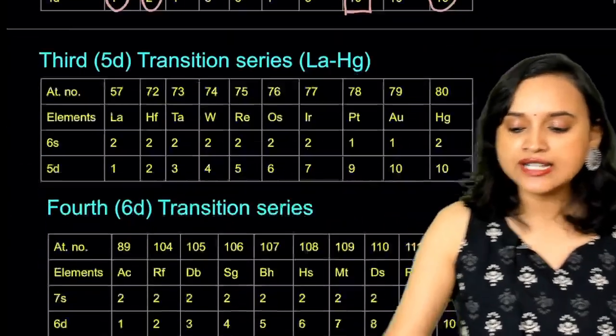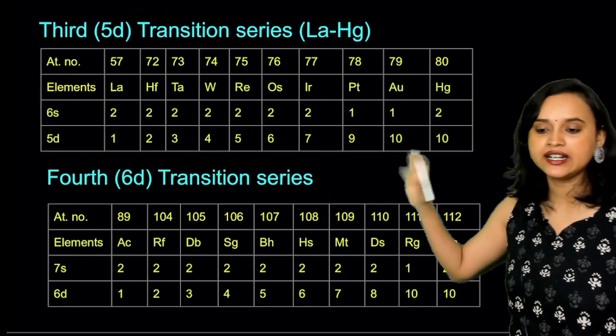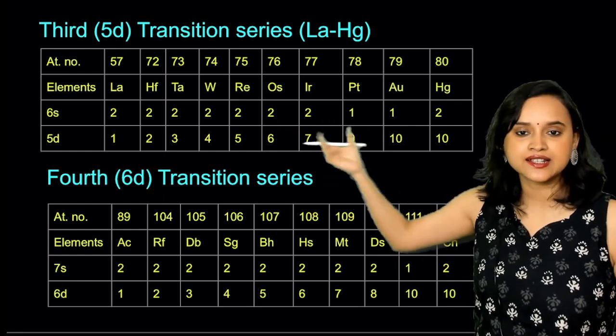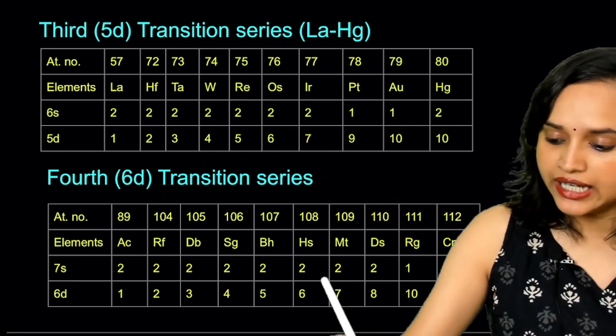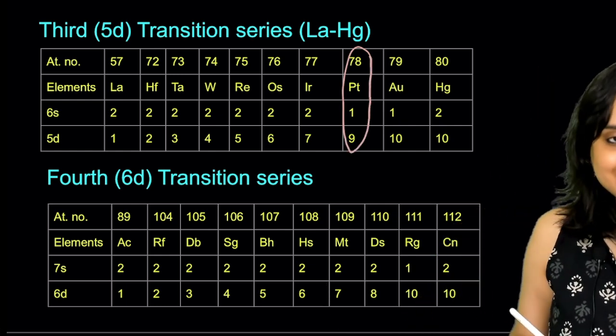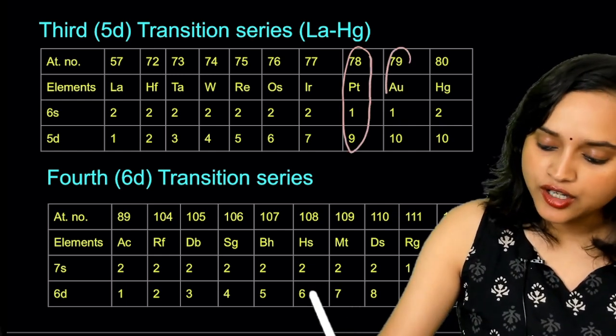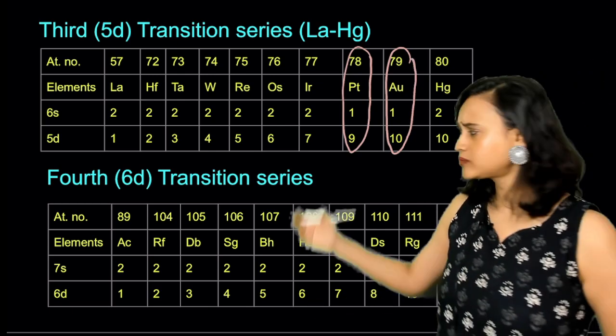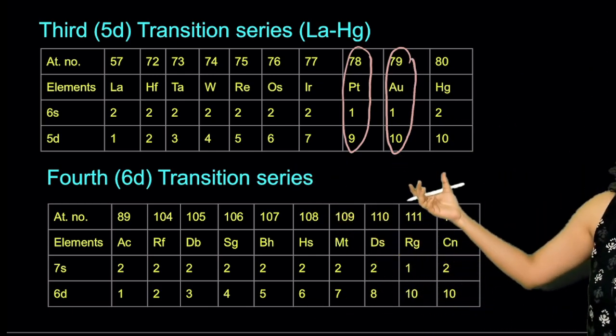Okay. Now let's come to the third transition series here. Here also look at it. The majority of them have 2 electrons in the 6s orbital. However, if you take a look at it, you notice that platinum has only 1 electron in the 6s orbital. Then gold also has 1 electron in the 6s orbital. Alright, so these are the only 2 exceptions here.